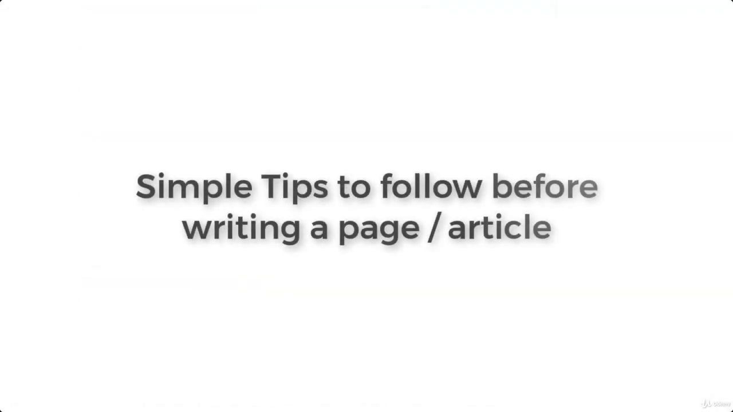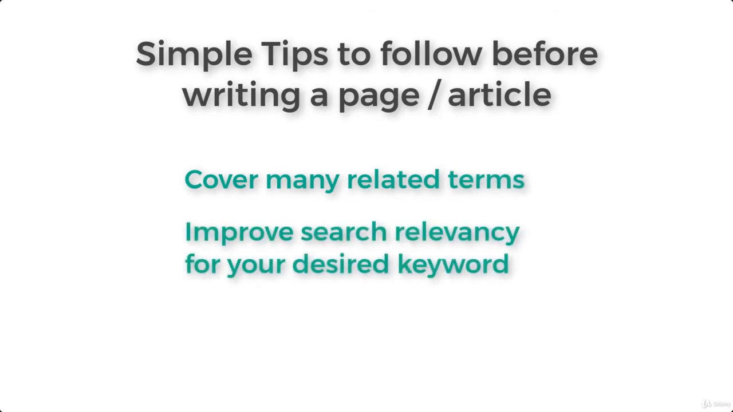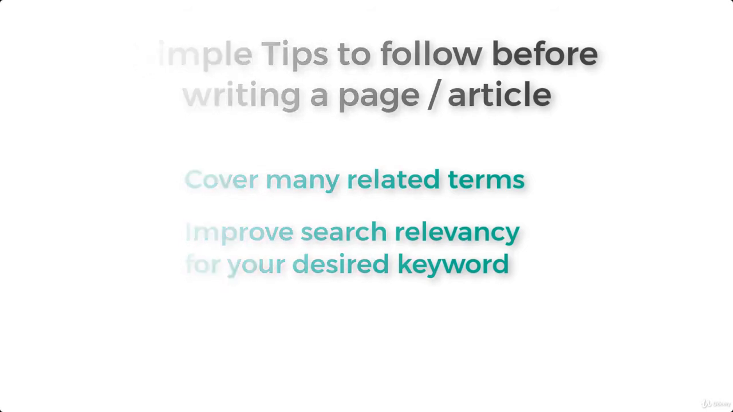So these are some simple tips which you can do in a few minutes before writing an article based on a particular keyword. By covering many related keywords in your article, you can easily improve the search relevancy of your article or page for your desired keyword.